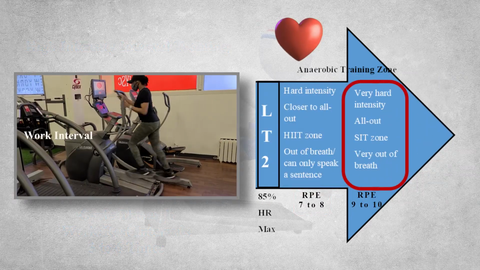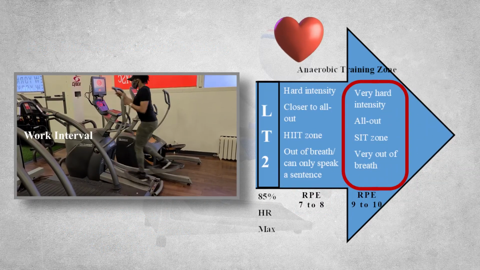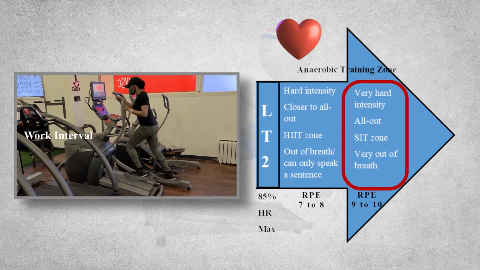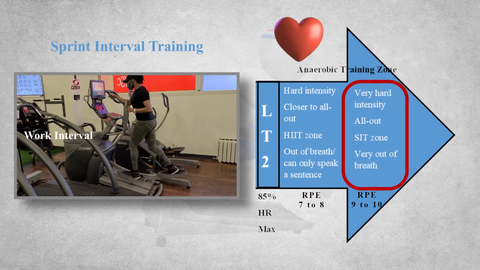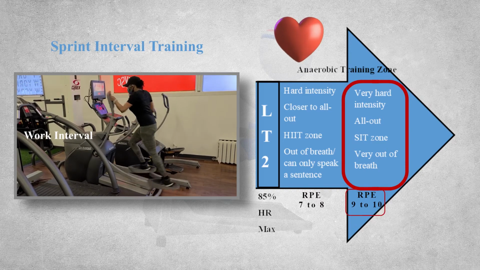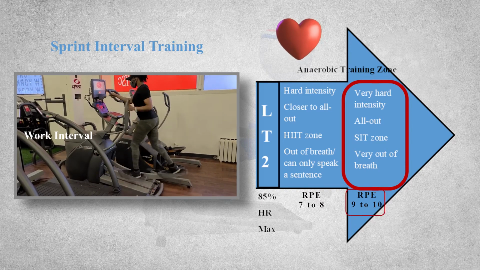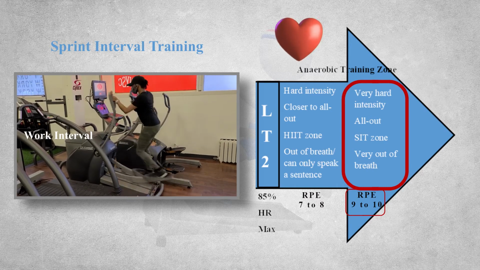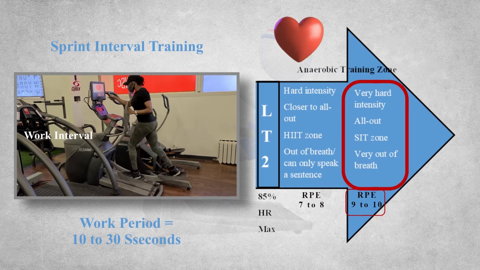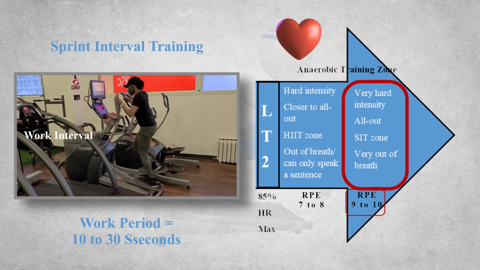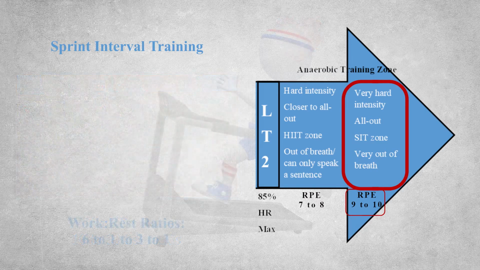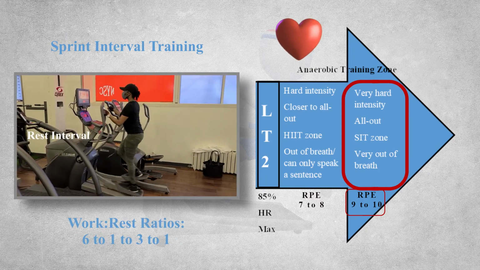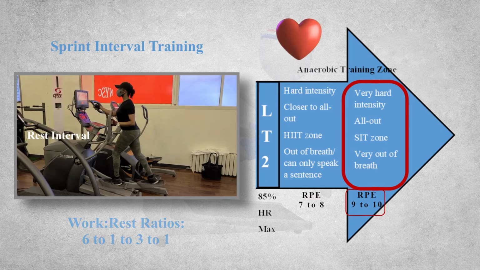In the higher end of the anaerobic domain, the effort is now at or very near maximal. The person is sprinting, and this is known as sprint interval training. Rate of perceived effort is a 9 to 10 on a 1 to 10 scale. It is impossible to sustain this effort for greater than 30 seconds, and the sprint usually lasts for a minimum of 10 seconds. For general fitness, rest-to-work ratios during sprint interval training usually correspond with a 6-to-1 to 3-to-1 ratio.